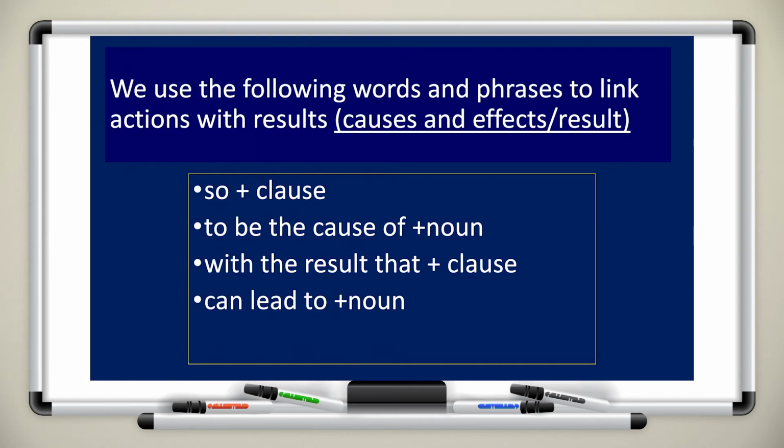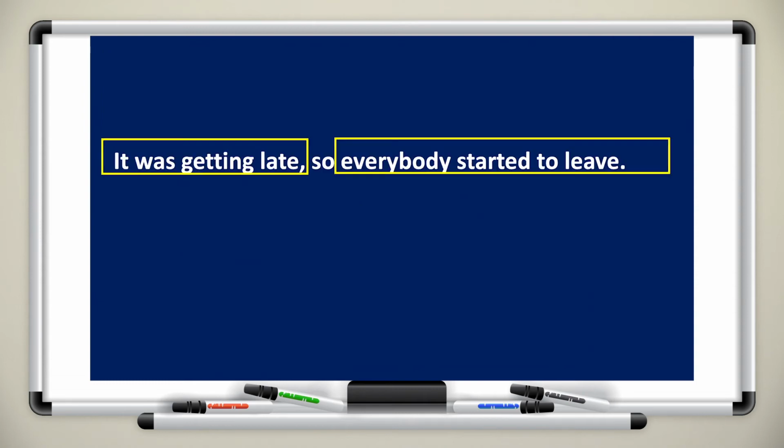Let's move on to another example. We use the following words and phrases to link actions with results, or cause and effect, cause and result. We have the word so followed by a clause, or the words to be the cause of, plus a noun, or with the result that plus a clause, or can lead to plus a noun. Let's look at the next example, or how we can apply these. It was getting late, so everybody started to leave. As you can notice, it was getting late is the first one, and the result, everybody started to leave. The linking word in the middle is so, cause and effect.